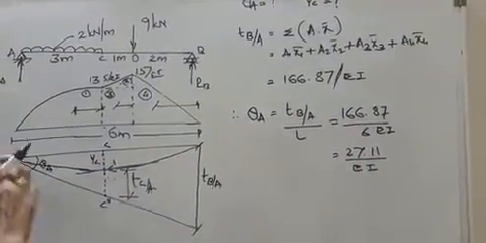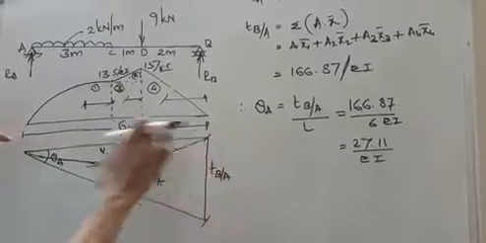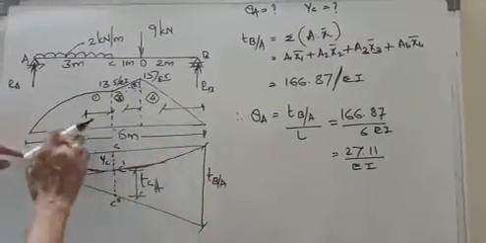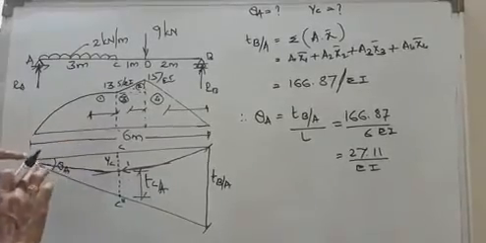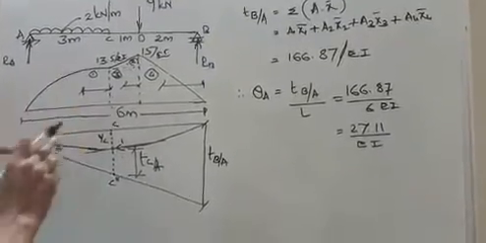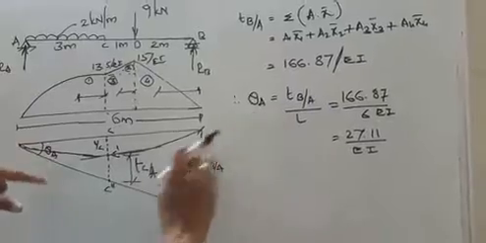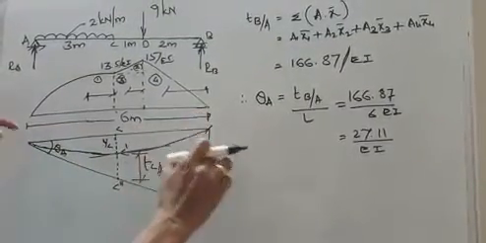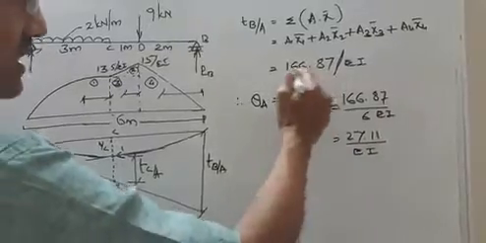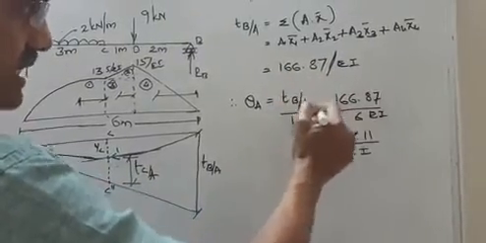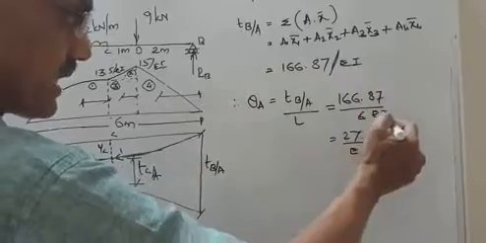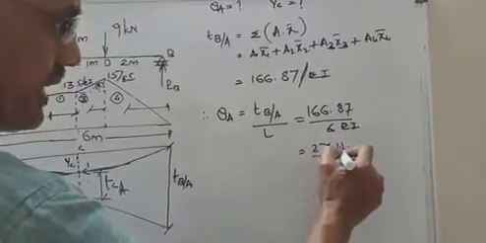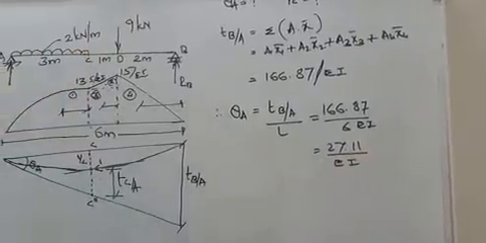Now you know that from this triangle tan theta equals opposite side by adjacent, that is tan theta A equals TBA divided by 6. But for smaller values of theta, tan theta can be directly taken as theta. That's why theta A equals TBA by L, where L is the span of the beam, that is 6. So 166.87 divided by EI is TBA, divided by L which is 6. If you simplify that, you are going to get slope as 27.11 divided by EI.